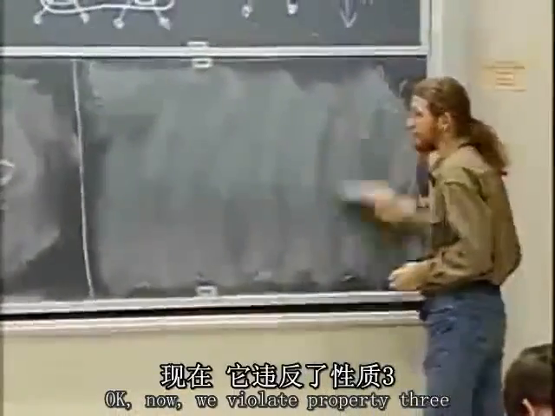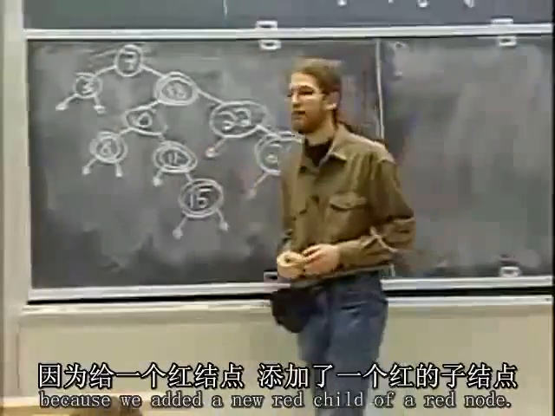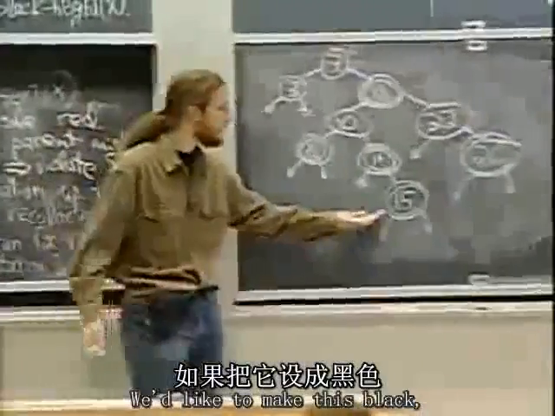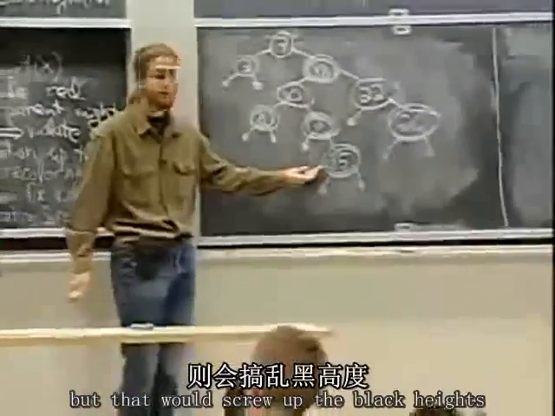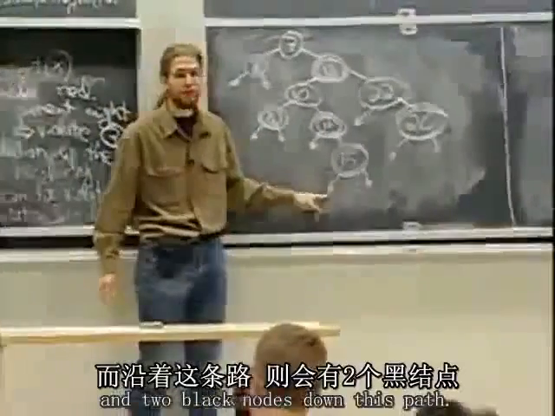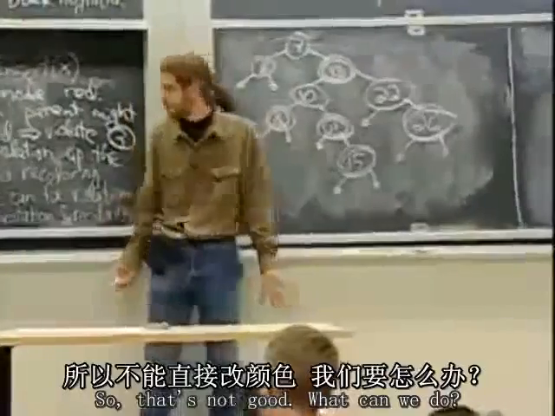Now, we violate property 3 because we added a new red child of a red node. So now we have 2 consecutive red nodes in a root to leaf path. We'd like to make this black, but that would screw up the black heights, because now this node would have 1 black node over here and 2 black nodes down this path. So that's not good.